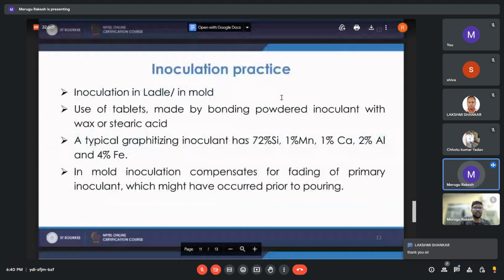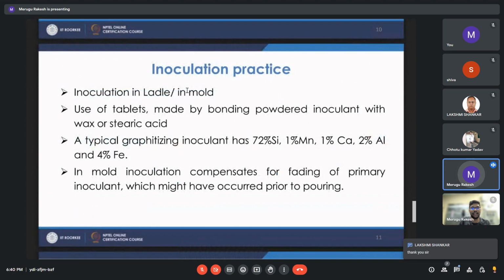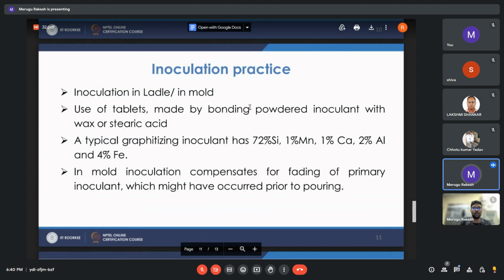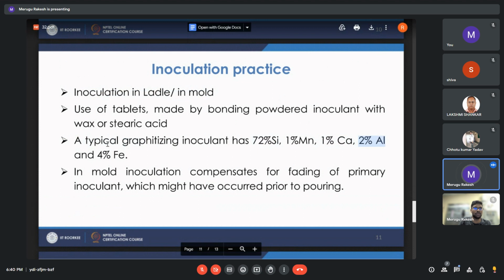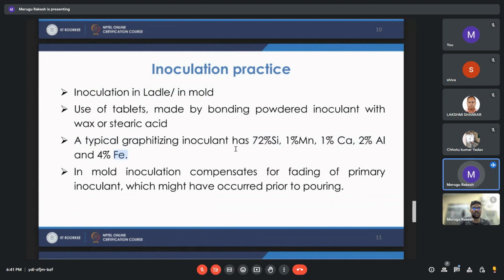This inoculant you can directly put in the ladle, or you can make small tablets made of powder-bonded inoculants and just put them in the melt. The typical inoculant we use is 72% silicon, 1% magnesium, 1% calcium, 2% aluminum, 4% ferrous. These are the different types of inoculants used in gray cast iron.